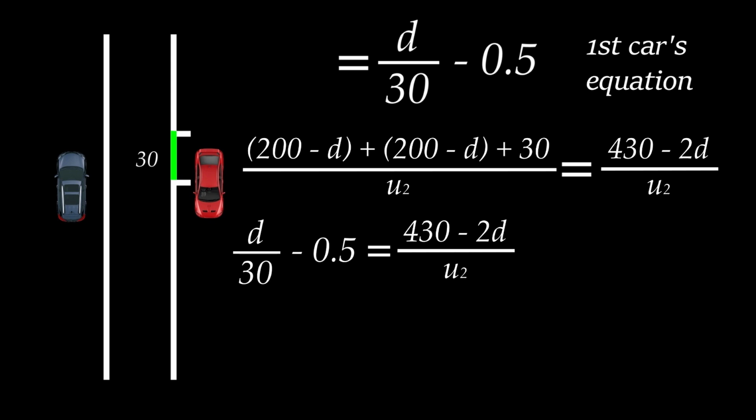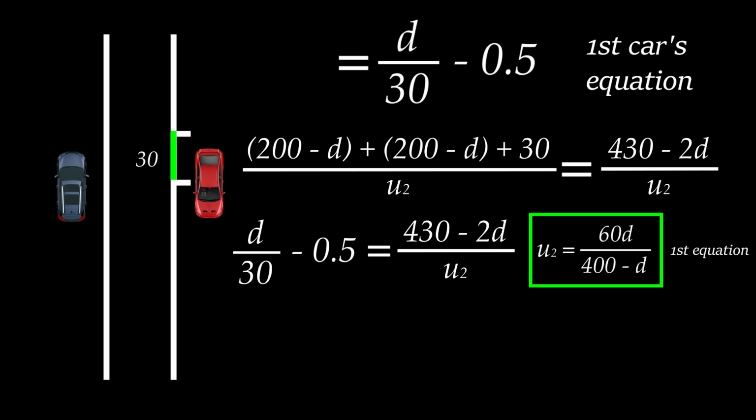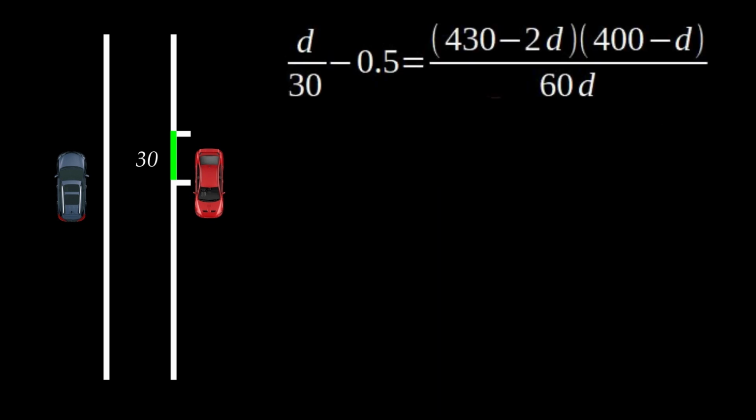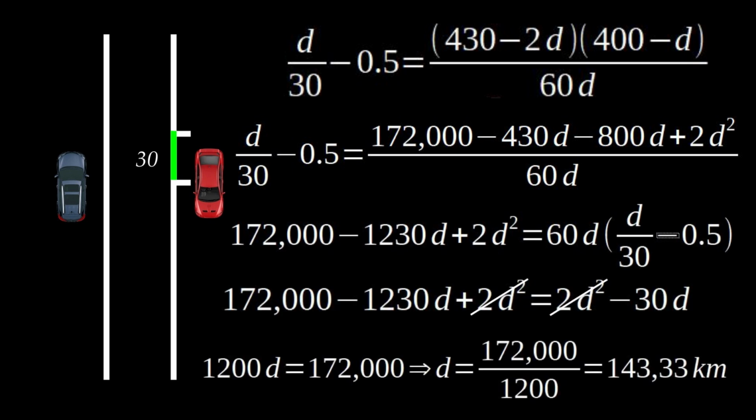Since from the first equation, v2 is equal to 60d over (400 - d), we substitute that into the second equation, and it becomes d over 30 minus 0.5 equals (430 - 2d) over 60d over (400 - d). We do all the calculations and the simplifying, and it simplifies to d equals 172,000 over 1,200, which equals 143.33 kilometers.